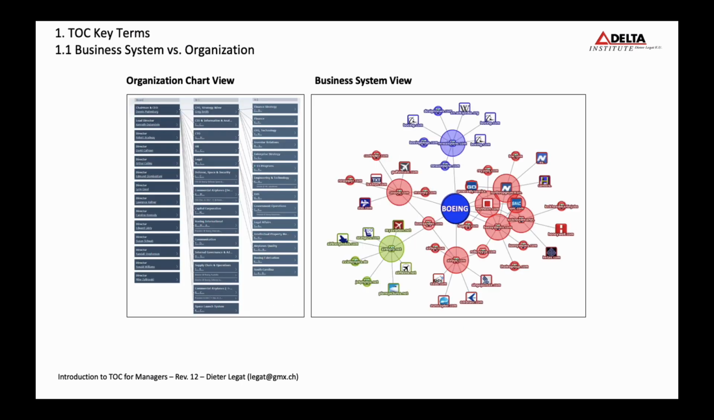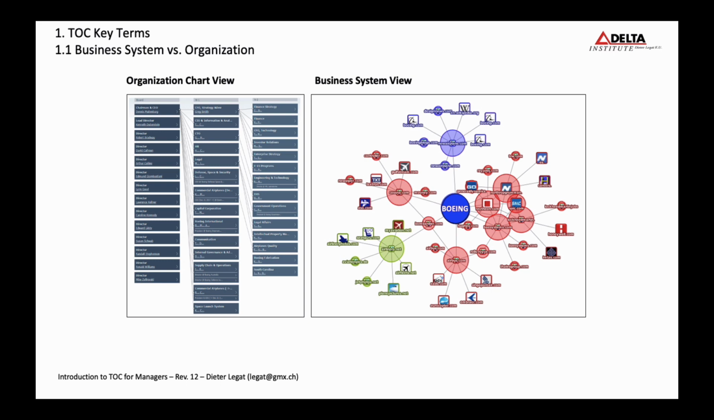Key aspect number 1, viewing business as a system. Traditionally, when we talk about a business, we think of its organization chart, of the pyramid of units and their managers. Here on the left, you see in this picture the org chart view for Boeing Corporation, with the board on the left and two levels of their organizational pyramid below.